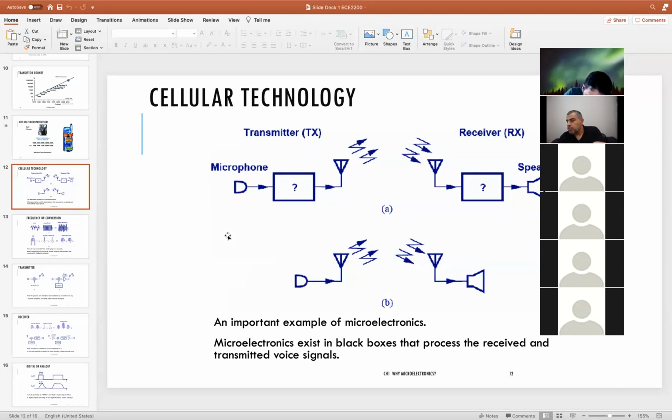And so basically, that's this very basic part of your cell phone operation: to have a microphone and then some black box, something that transmits that data, and a speaker that somehow receives that data, that electromagnetic field, and translates it into something that you can hear.